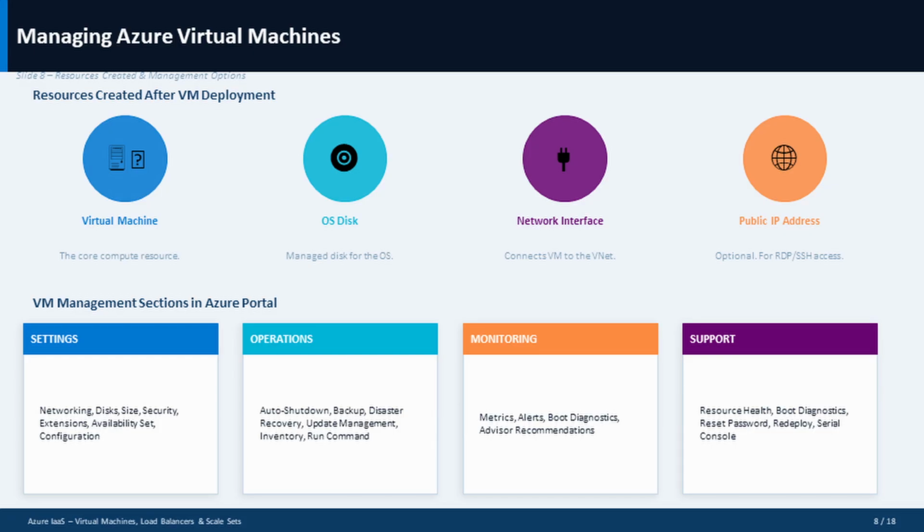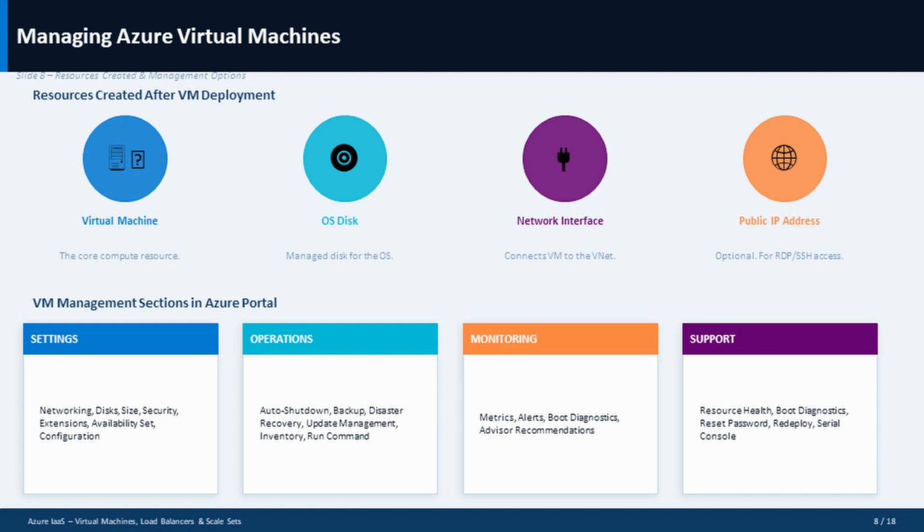After your VM deployment completes, you'll notice that Azure has created not just one resource, but 4 separate resources in your resource group. First, there's the virtual machine itself, the compute resource you'll interact with. Second, a managed disk is created to hold the operating system. Third, a network interface is created, which is what connects your VM to your virtual network.